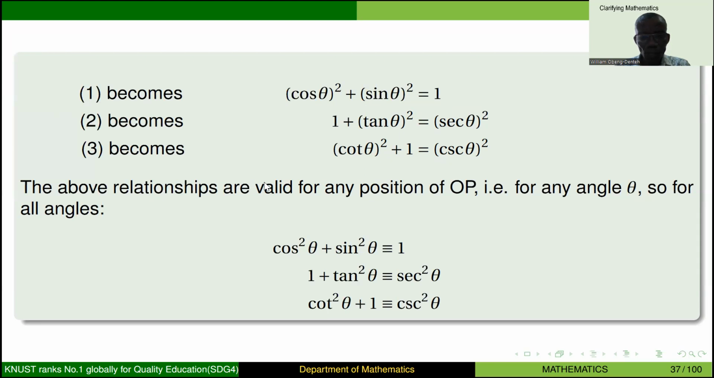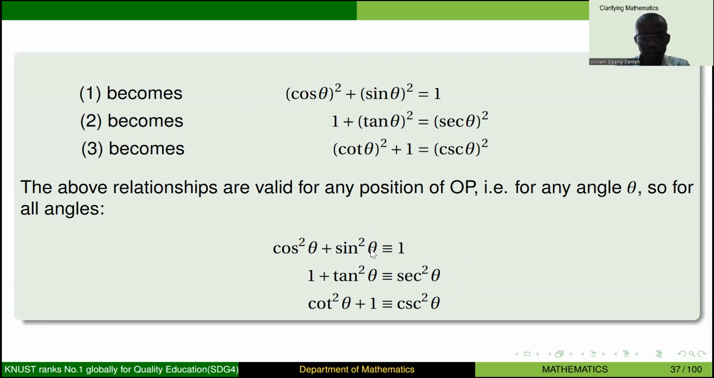Now, we can look at this and say that we can rewrite this in this way. For us to avoid the usage of the bracket, we can write it as cos squared theta plus sine squared theta giving us 1. Then 1 plus tan squared theta giving us sec squared theta. Then cot squared theta plus 1 giving us cosec squared theta. So these three identities are very important. And we'll be using them.